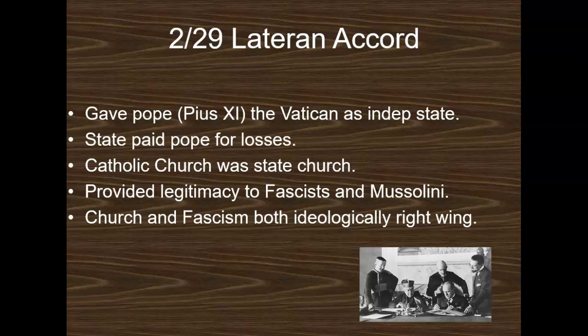And really this Lateran Accord, or this agreement, provided a lot of legitimacy to the fascist party, to fascism itself, and of course to Mussolini, who at one point in time, as I mentioned, was just a kind of wild-eyed anti-clerical socialist. It also makes sense because both the Catholic Church and fascism are ideologically right-wing, fascism being much, much farther to the right, but still the Catholic Church has a lot of the same kinds of beliefs of keeping hierarchy in place, or women in their own particular sphere, and those sorts of things.